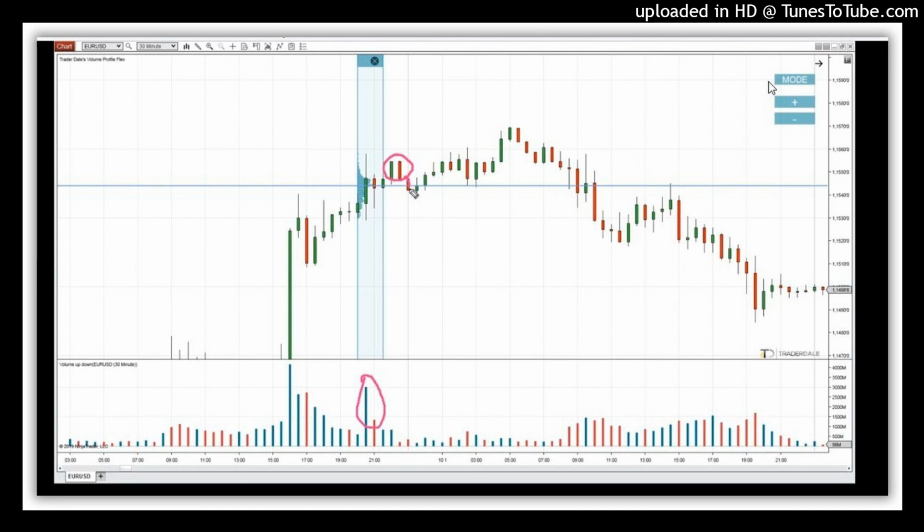Very significant volume spike is in here. Heaviest volumes being at this level. So let's have a look if there was any reaction. No, the price didn't go back to the level, so no trade there.